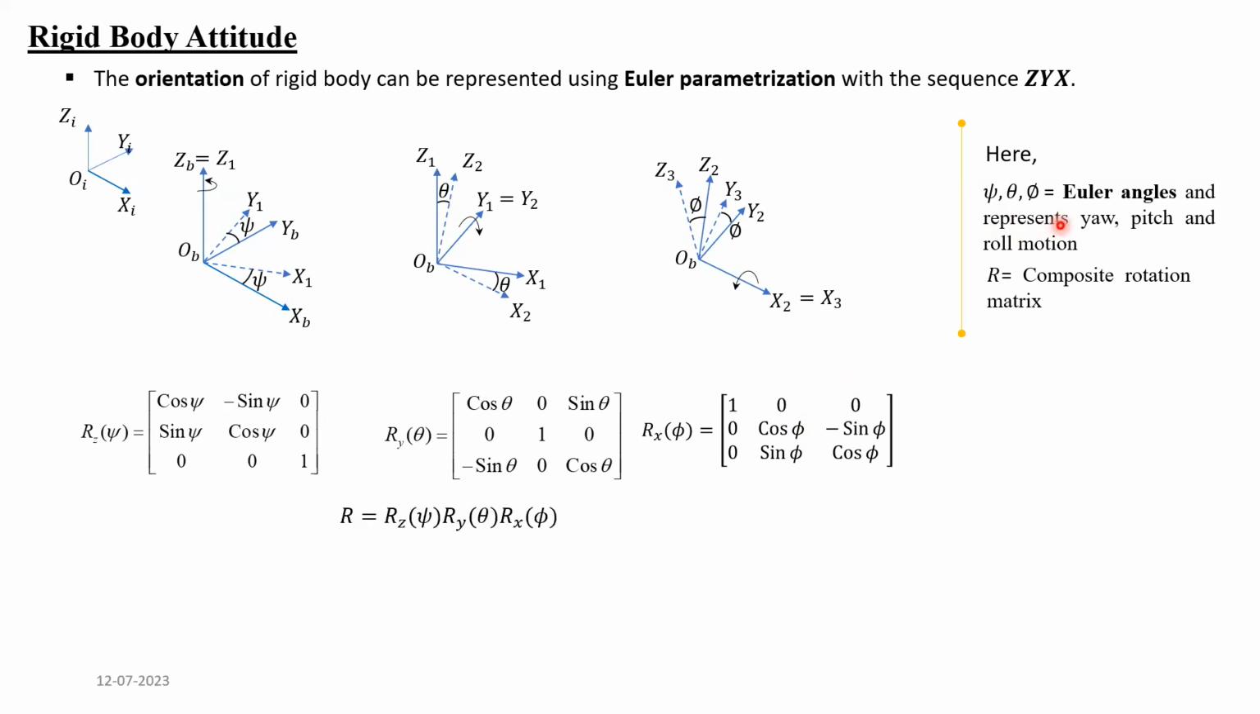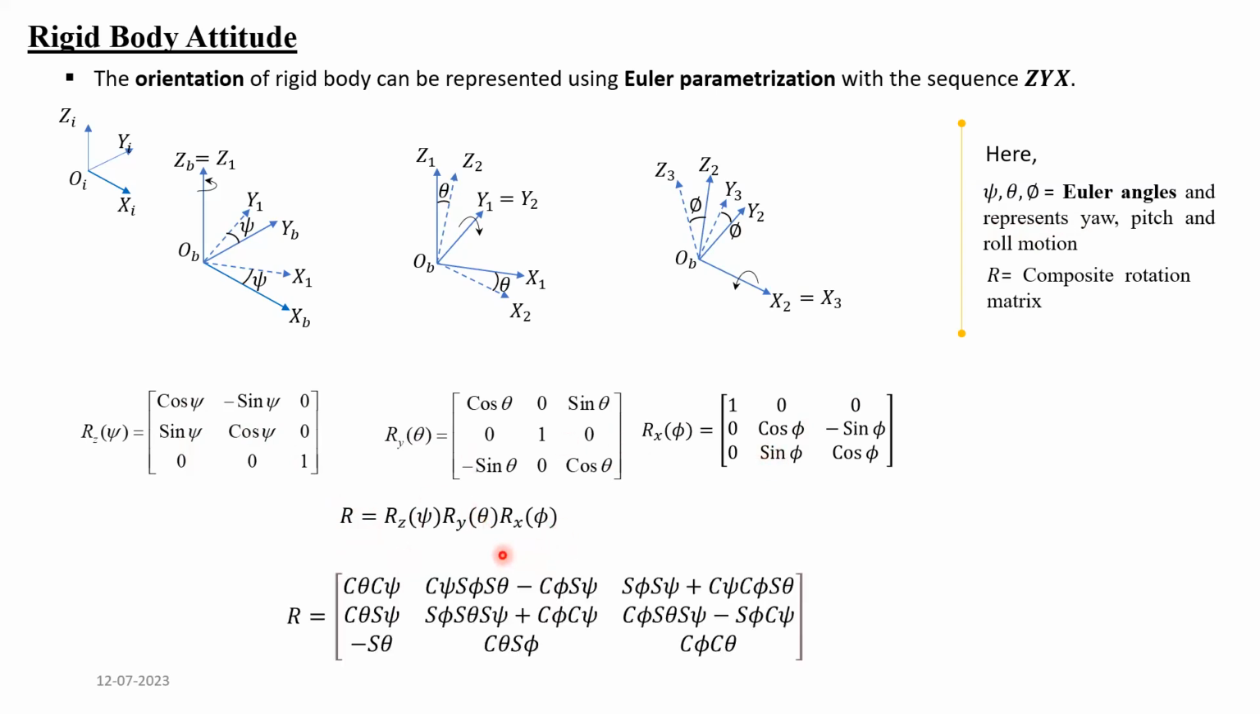To get the combined composite rotation matrix, after each and every rotation we just post-multiply all the rotation matrices, so that we get this composite rotation matrix, where C is cos and S is sin. You can assume S is sin and C is cos.